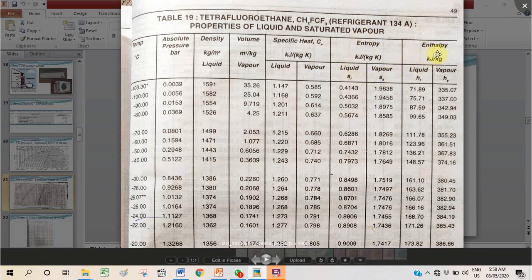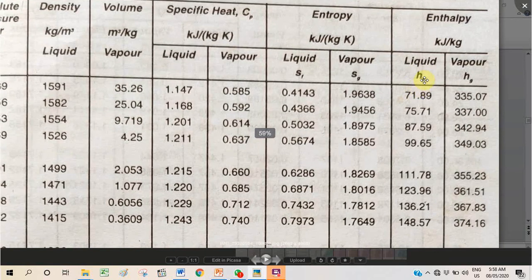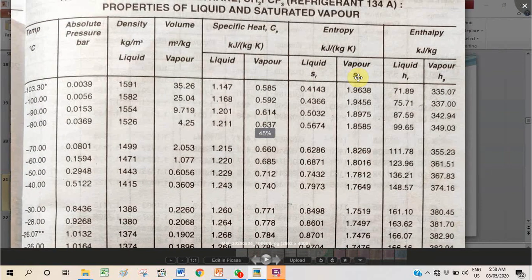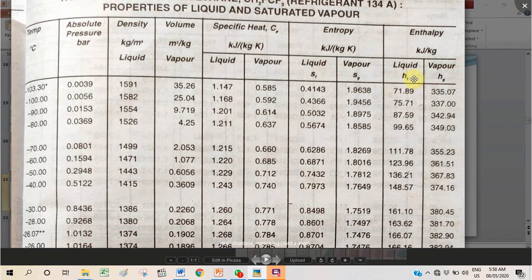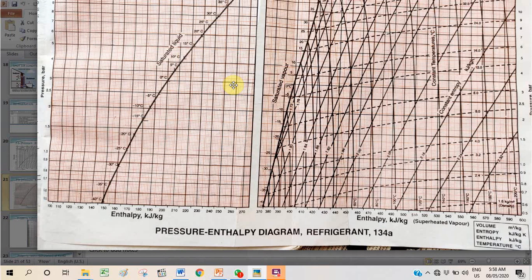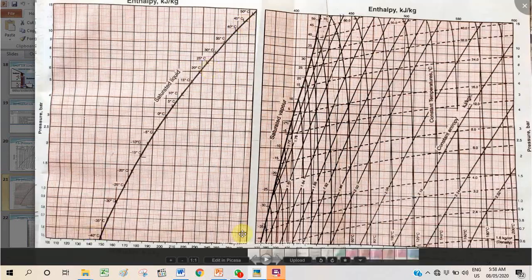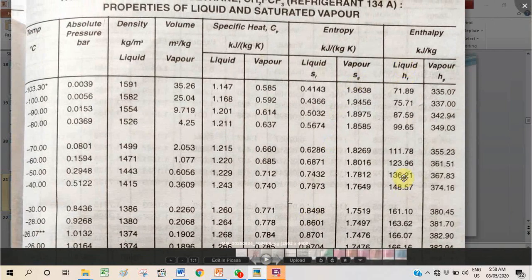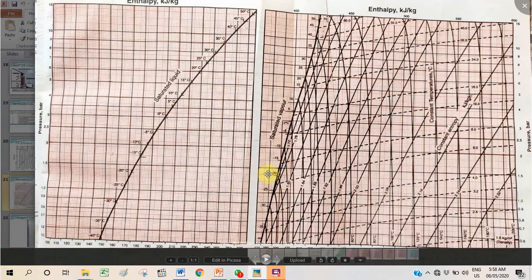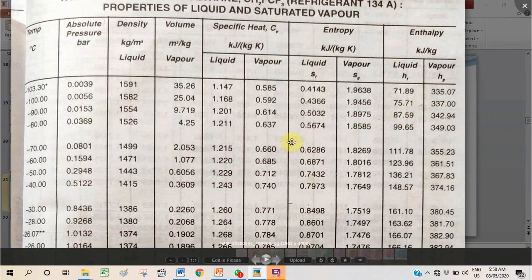You see, this enthalpy, again suffixes are used, suffix F is for the liquid enthalpy HF and suffix G is for the vapor enthalpy HG. Okay, in the same way for entropy, SF and SG. Same thing is followed. These two columns actually belong to these two curves. All the points on the saturated liquid line are covered under the liquid enthalpy column, and all the points on the saturated vapor curve are covered under this column. Okay, so for only saturated condition the values are available.